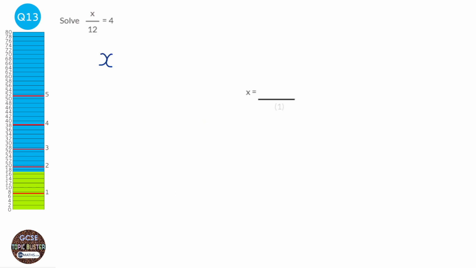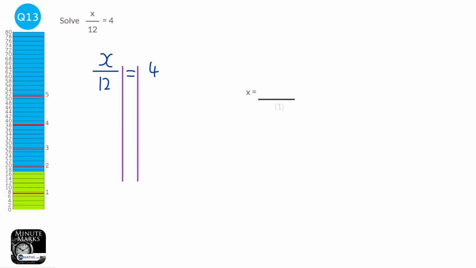I'm going to start just by copying out the question. So we've got x over 12 equals 4. And when we're asked to solve, it means we need to find out what x is. We need x equals. And the method for doing it is just by putting lines either side of the equal sign, our solving lines. And what we need to do is get x on its own on the left hand side. What's stopping x from being on its own?